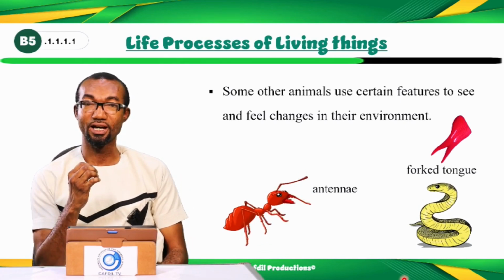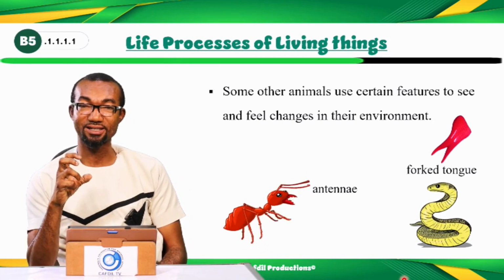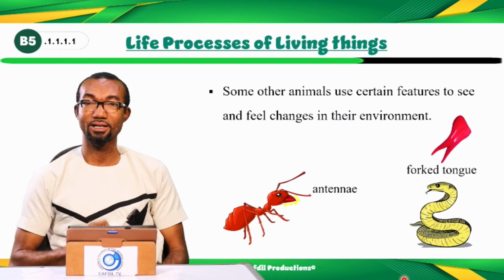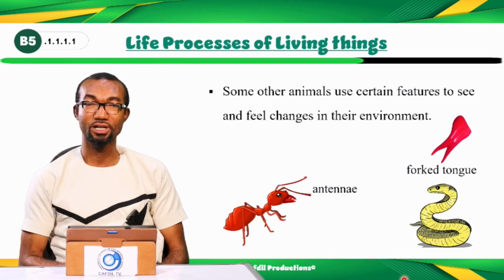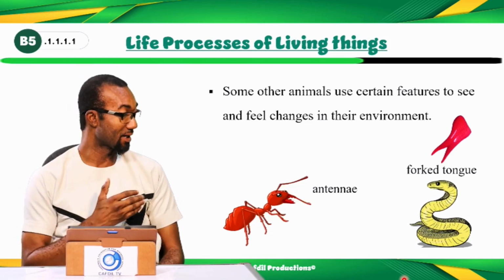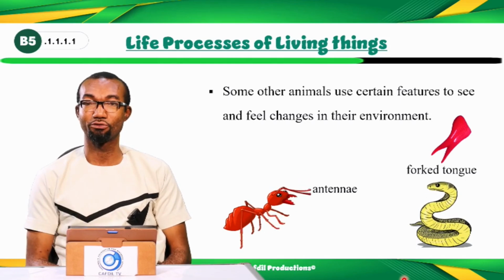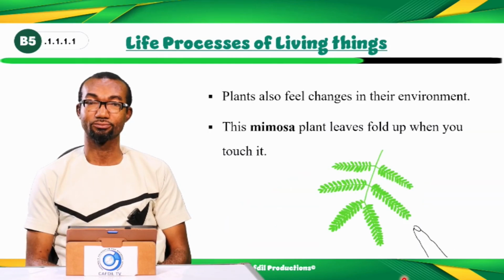So not everyone uses the 5 senses that we talked about. Some animals also have special parts of the body that they use as a sense organ. An example is the antennae of insects and the forked tongue of reptiles.